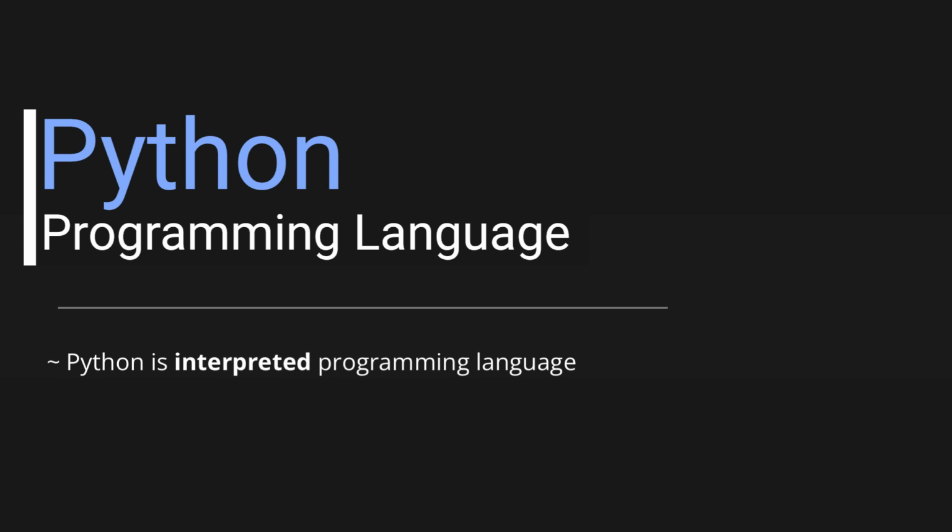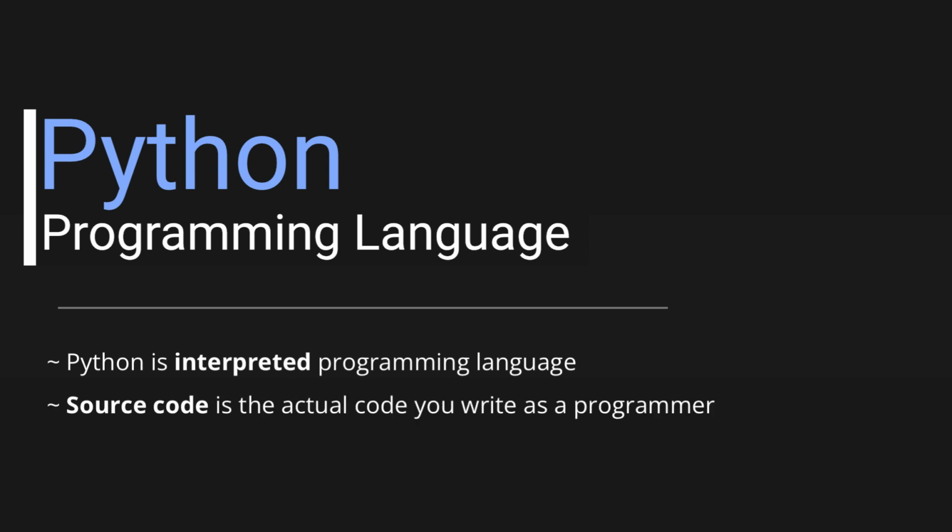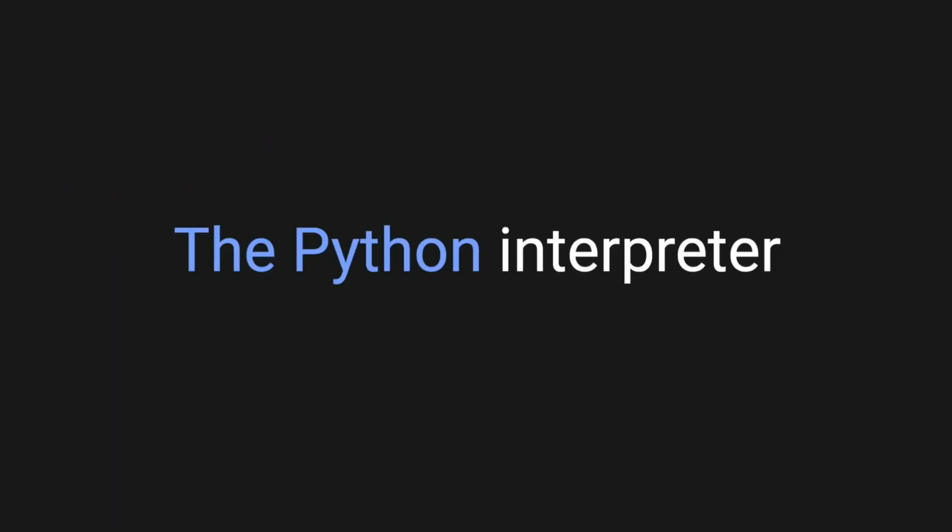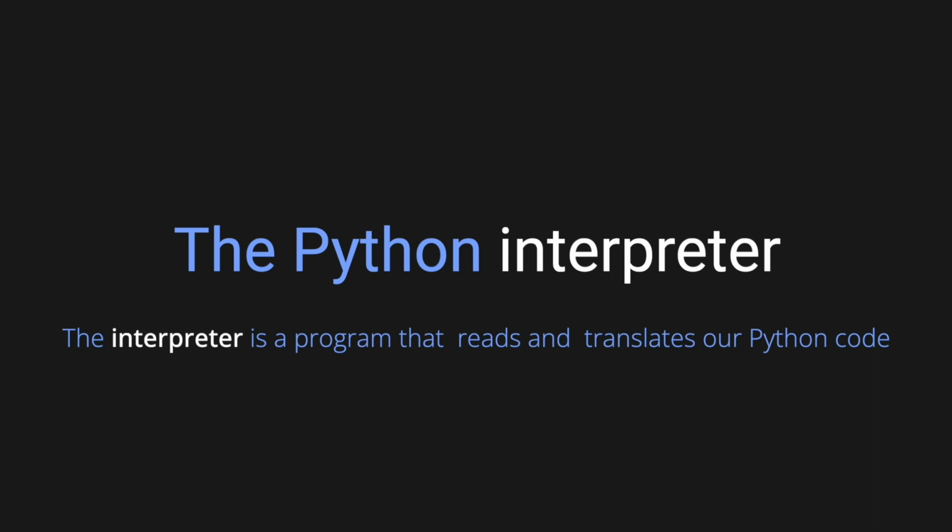So when we say a programming language is interpreted, it means that the source code, the code that you actually write, is not directly translated into machine language that a computer or a processor can run. Instead, an interpreter, another program, reads and translates the source code line by line. In the simplest terms, an interpreter is a program that reads our code, translates it into a form that a computer can understand, and manages its execution.